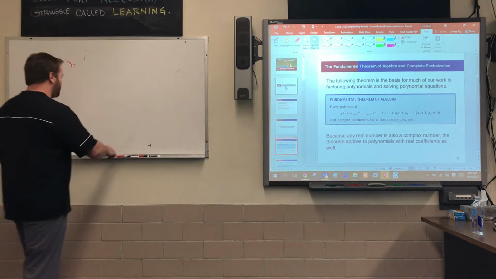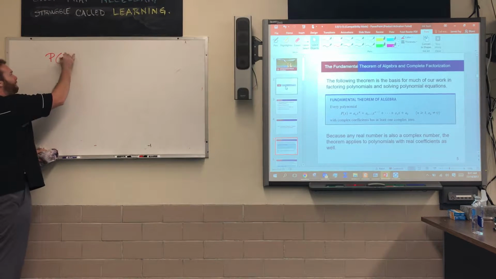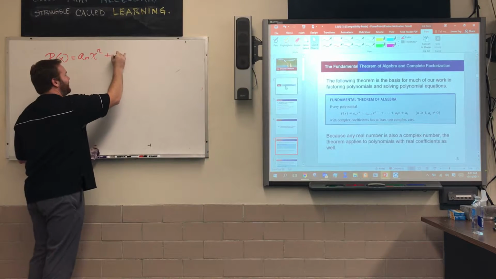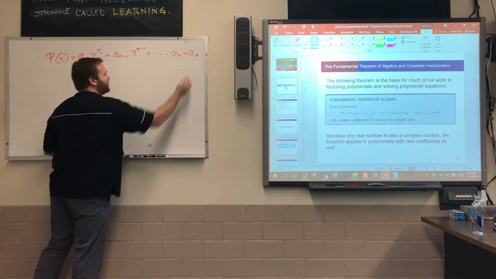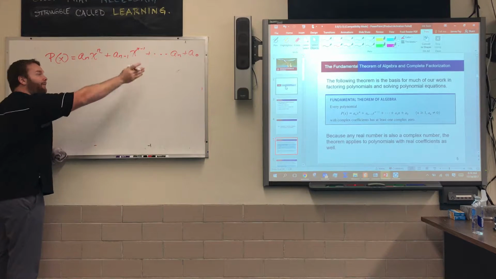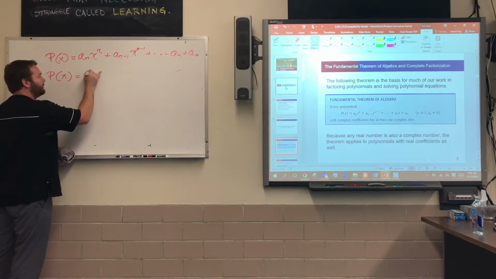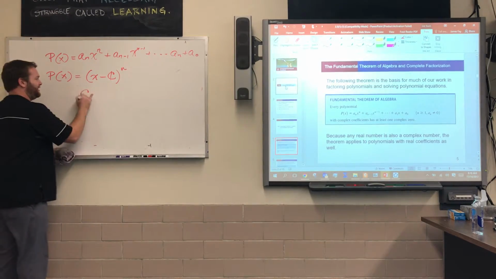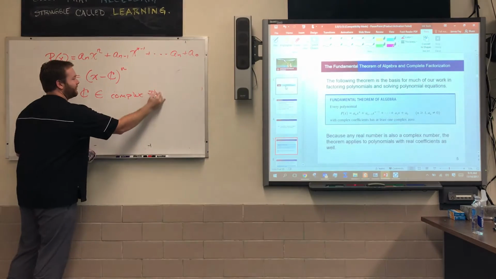So I don't know the best way to write this mathematically, but maybe it's helpful to see that if I have something, I'm just going to write the generic one here, x to the n plus or minus a sub n minus 1, x to the n minus 1. You've got some polynomial that looks like that. Okay? What this is saying is that every single thing that's in expanded form can be broken down at the bare minimum, something like that, where C comes from the complex numbers.